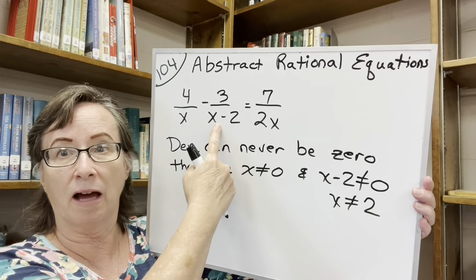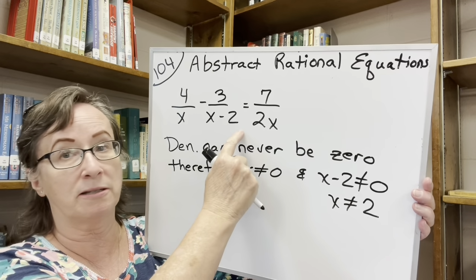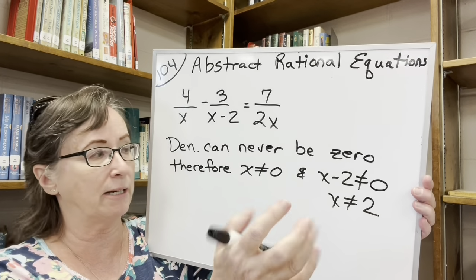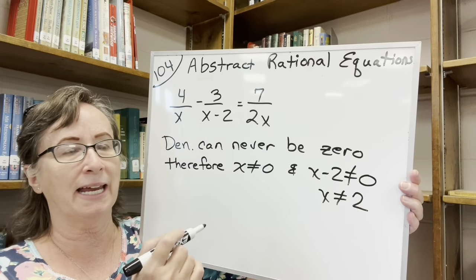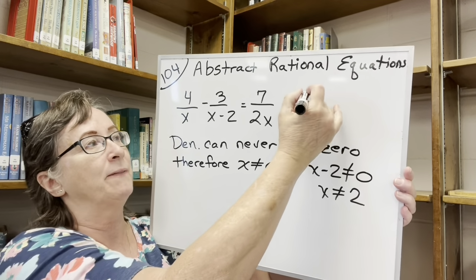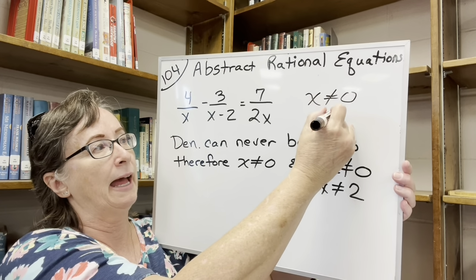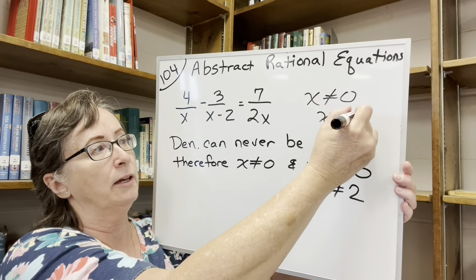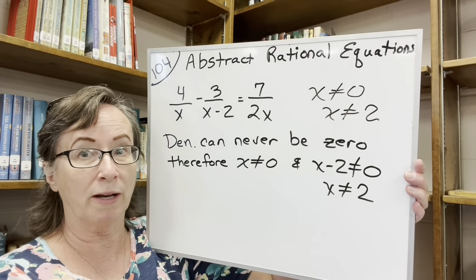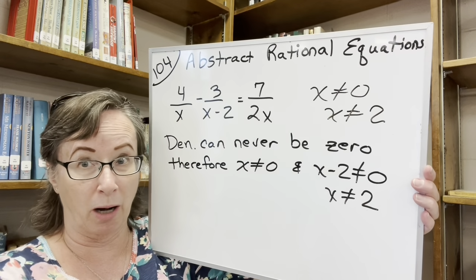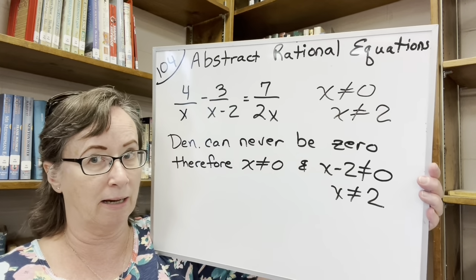Also, x cannot be 2 because 2 minus 2 is 0, and I can't divide by 0. So I have an understanding when I look at that problem that x cannot be 0 and x cannot be 2, because either one of those would make the equation just kind of blow up and be undefined.